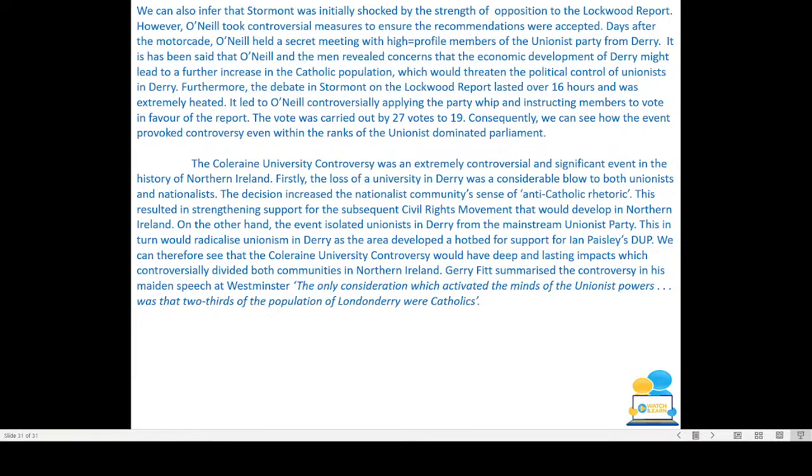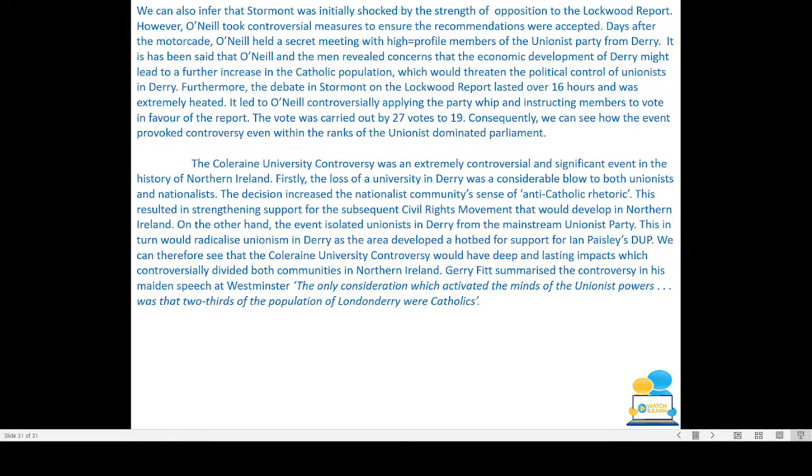On the other hand, the event isolated Unionists in Derry from the mainstream Unionist Party. This in turn would radicalise unionism in Derry as the area developed a hotbed for support for Ian Paisley's DUP. We can therefore see that the Coleraine University would have a deep and lasting impact which controversially divided both communities in Northern Ireland. Gerry Fitz summarised the controversy in his maiden speech at Westminster. The only consideration which activated the minds of the Unionist powers was that 2/3 of the population of Londonderry were Catholics. And I'll include a short conclusion there that doesn't introduce any more new information and really just solidifies what we said in that sample answer so far.